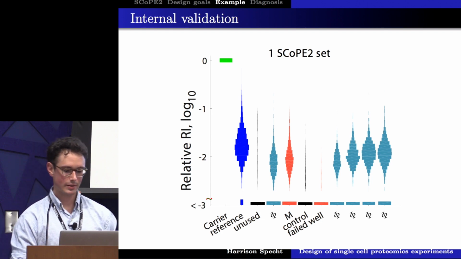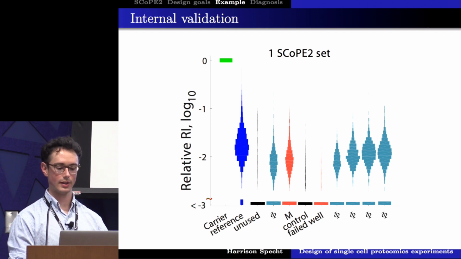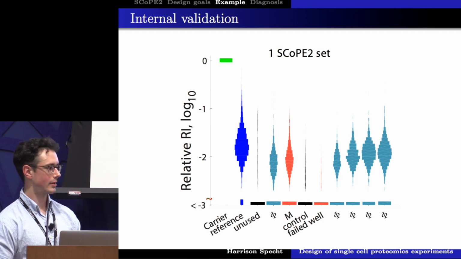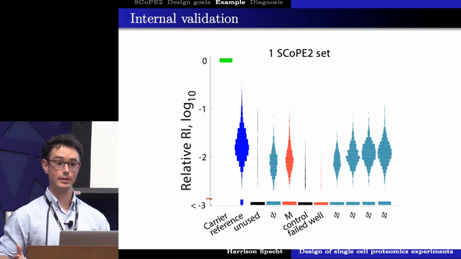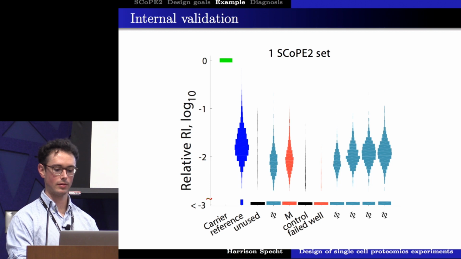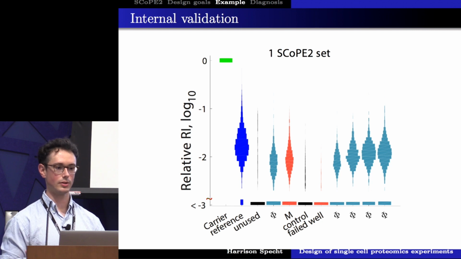And what we would expect in the log 10 scale is that when we have a carrier channel of about 100 cells, our single cell should be roughly 1/100th of the signal. That gives us a good starting point to figure out, did we have any massive contamination in our sets? Did we have no signal at all? And did we have any cross-labeling potentially from our single cell reporter ions to the carrier channels? If we get roughly a ratio around 1 to 100, what we would expect, we have more confidence that we've successfully prepared a SCoPE2 set.